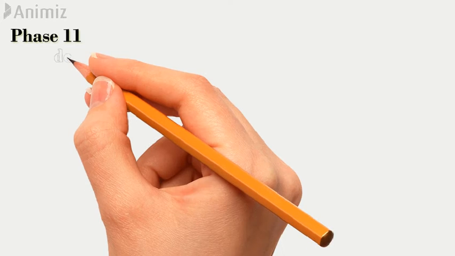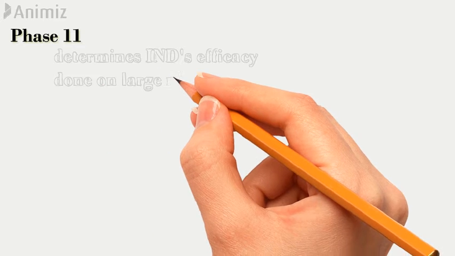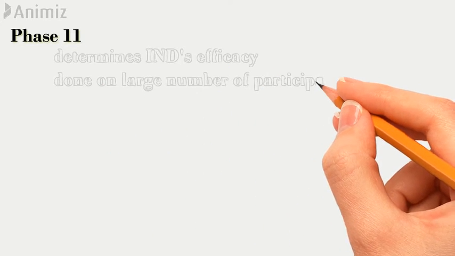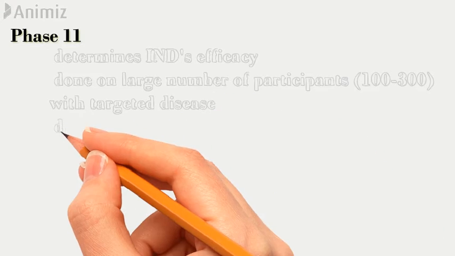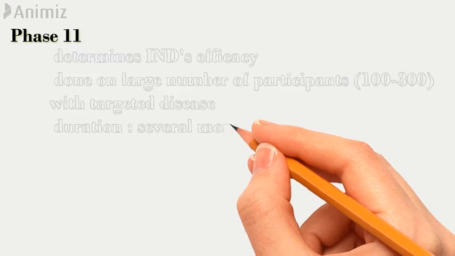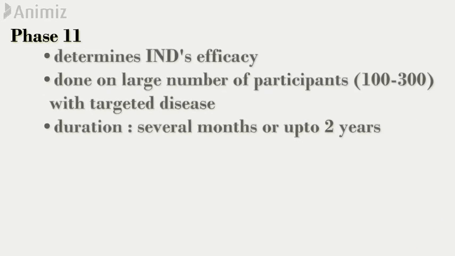Then phase 2. This phase is to determine efficacy and to further evaluate the safety of the IND. It is done on a large number of participants, usually from 100 to 300, with targeted disease or conditions. It usually lasts for several months, sometimes up to 2 years.